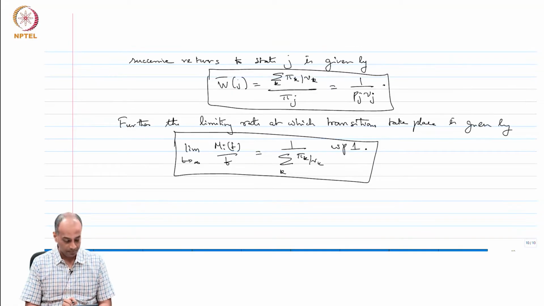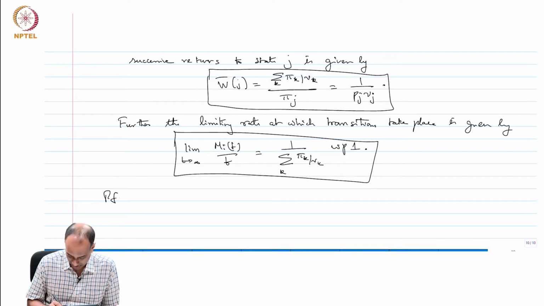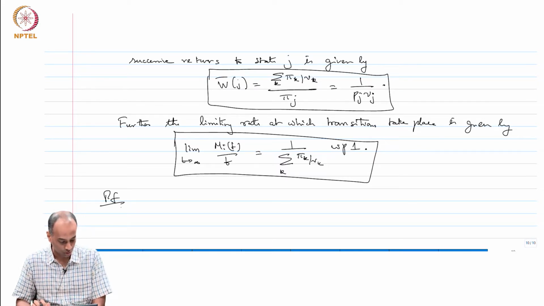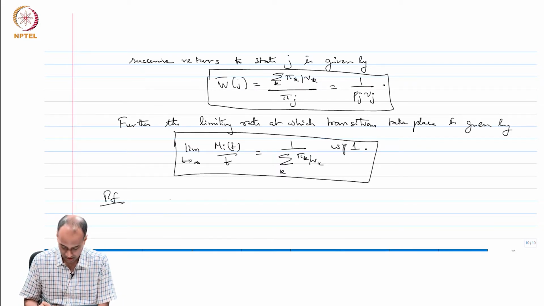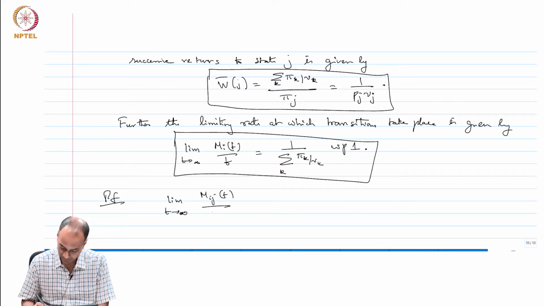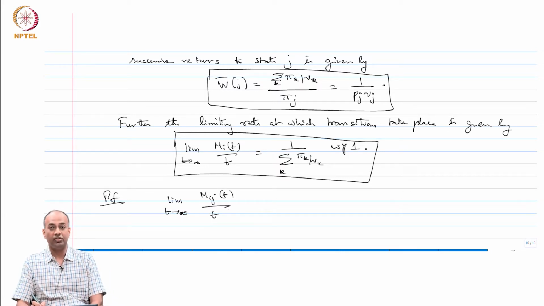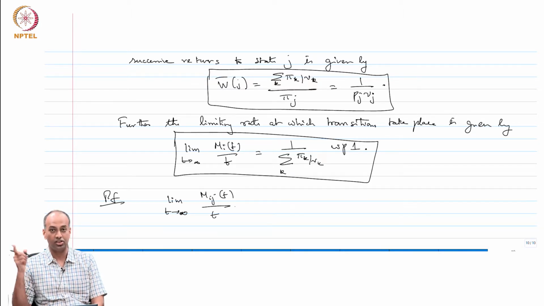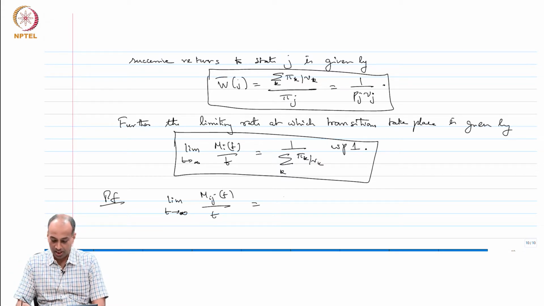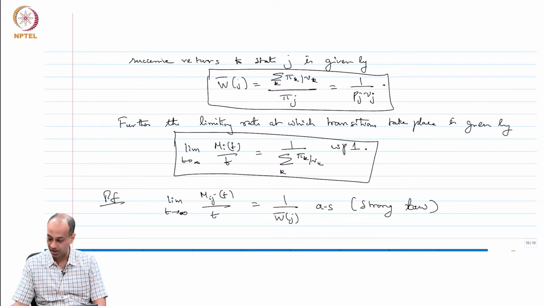We have to prove this, right. So, imagine this. Rough proof sketch. How does this go? I know this: the limit as t tends to infinity of mij of t over t. Remember that mij of t, which is a delayed renewal process, counts the number of returns to j by time t. This will be equal to 1 over w bar of j almost surely. This is just the strong law for delayed renewal processes. So, this I know.